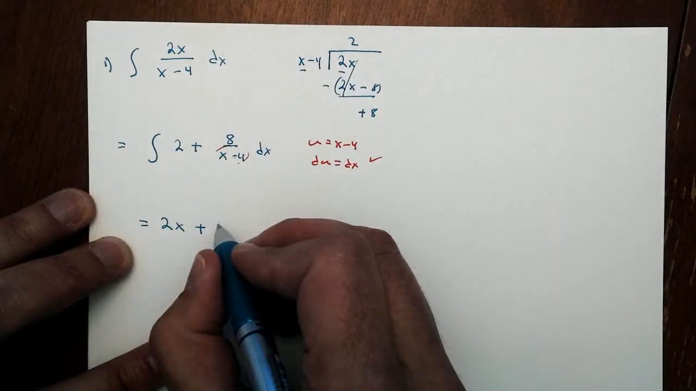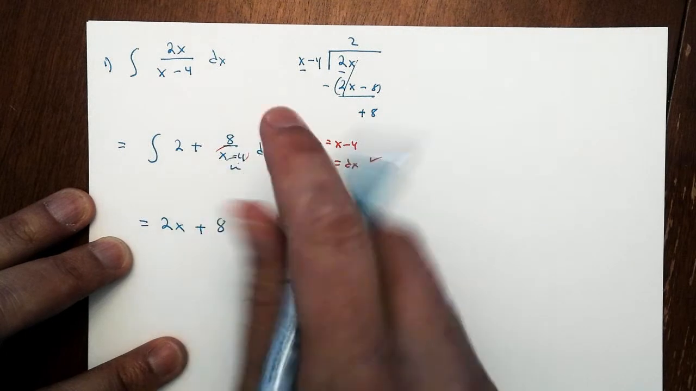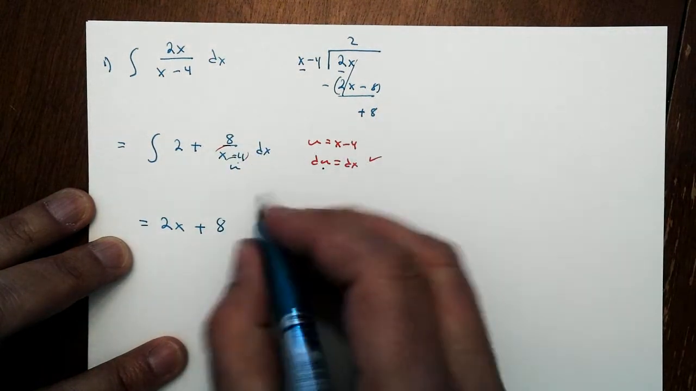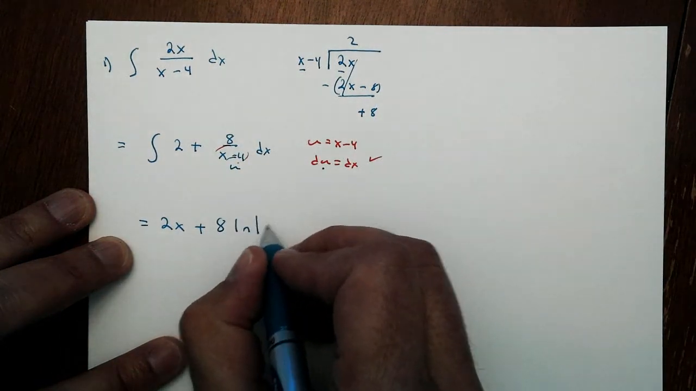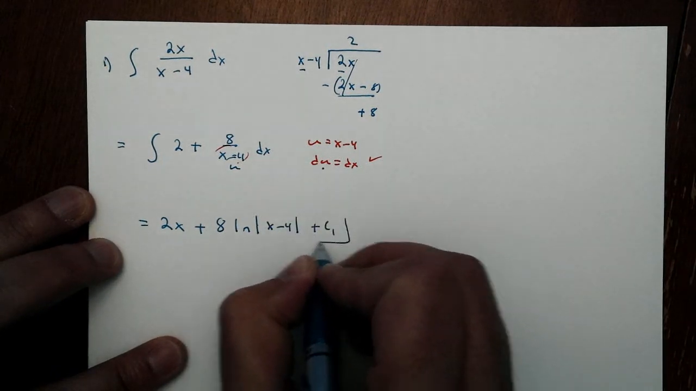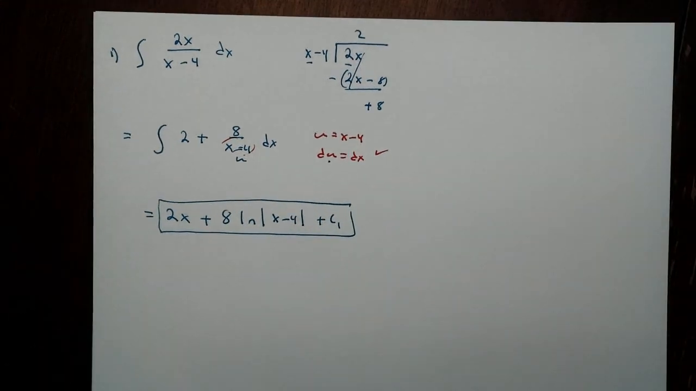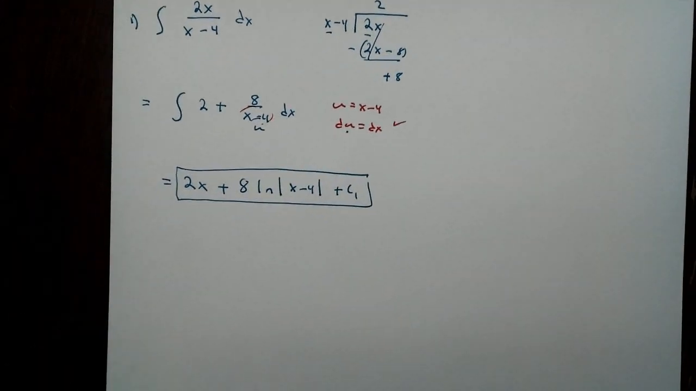So we're left with this 8, and remember, this just became u for us, and the antiderivative of 1 over u is just natural log of u. But our u here is this x minus 4, and then don't forget your constant of integration right there. And there's our answer.